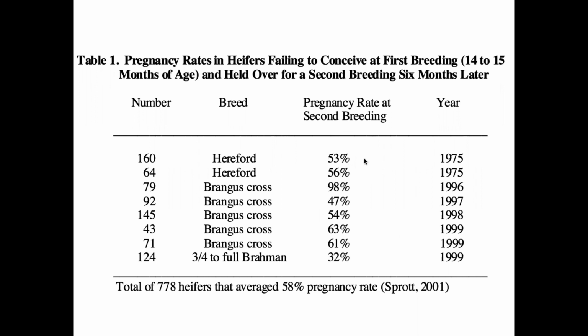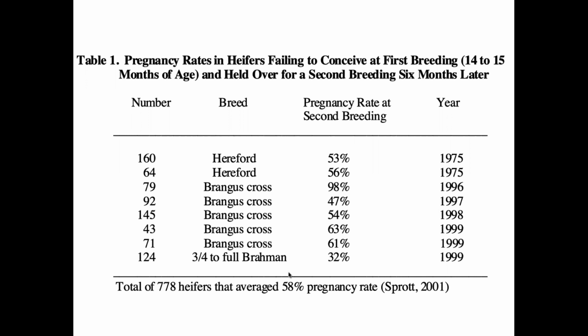So you can see these first two herds, 53, 56, 98% here. That tells us they didn't have those heifers developed well enough that first time. That's going to be very rare there. And then you see ranging from 47 to 63%, and the rest of these being cross females. And then the higher percentage of Brahman influence is 32%. But the big thing is across all these heifers, only about 58% of them got bred when they were given a second chance, and that includes this really high group.